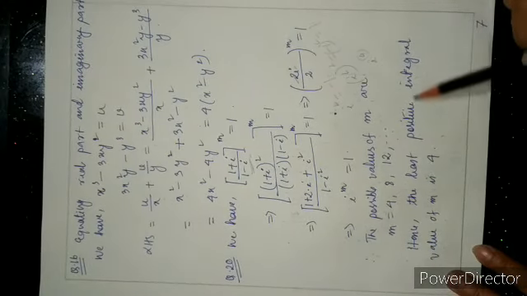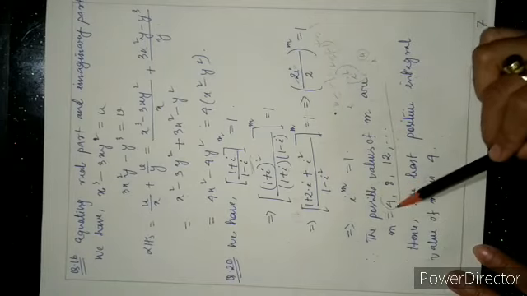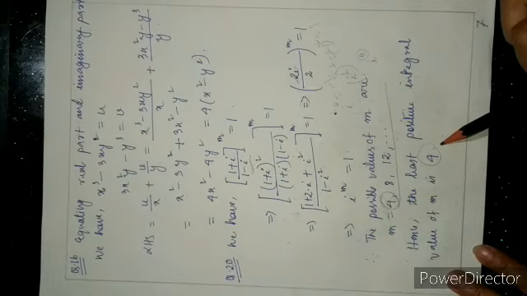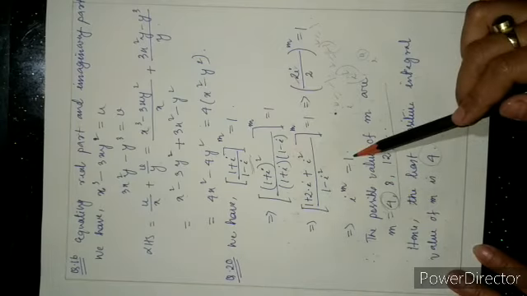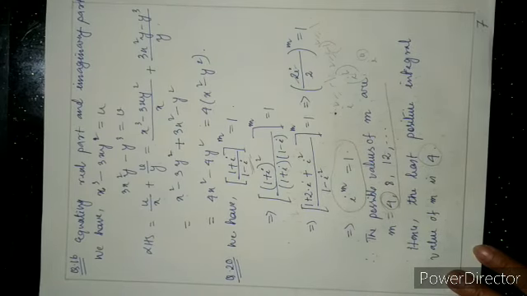And hence the least positive integral value of m is 4. 4 is the least positive integral value of m for which i to the power m is equal to 1. So we have solved question 20. For today let's end here.